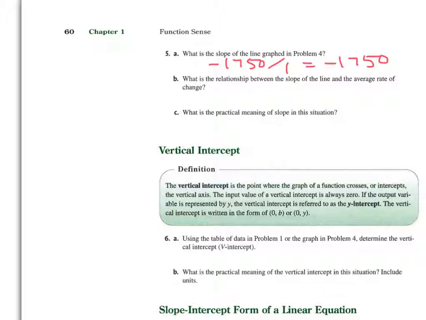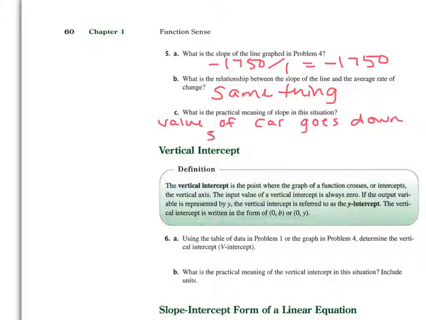Okay, what's the relationship between slope and the average rate of change? They're the exact same thing. They mean the same thing. Slope is when you have a constant rate of change, when the rate of change stays the same all the time throughout the line. So what's the practical meaning of slope here? It's that the value of the car goes down. That's why it's negative. 1750 per year.